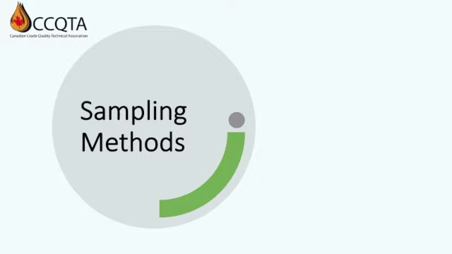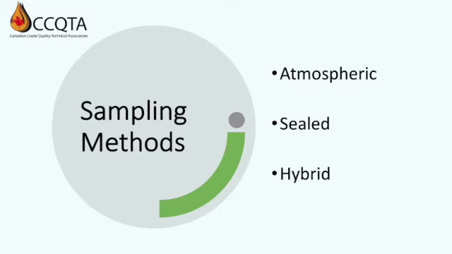There are 2 basic types of sampling methods, plus 1 hybrid. Atmospheric sampling, which means sampling into a bottle, jug, or other similar container that is open to the atmosphere. And sealed sampling, which means transferring the sample directly from the sample point to a sealed container without contacting the atmosphere. And the last one is hybrid sampling, which is a combination of both sealed and atmospheric, which I'll explain in more detail later.